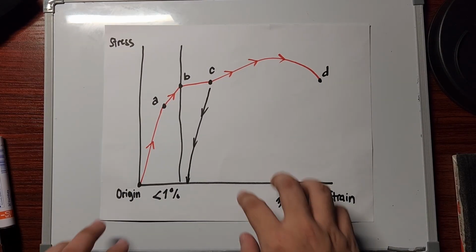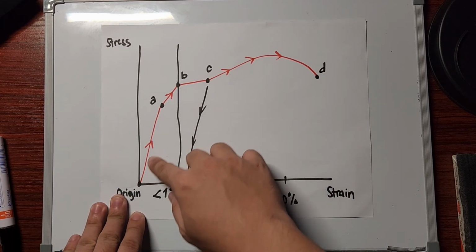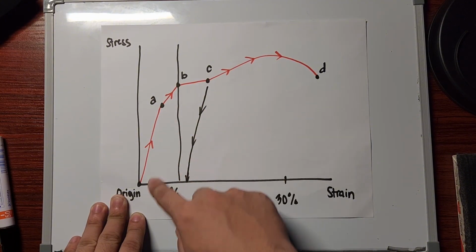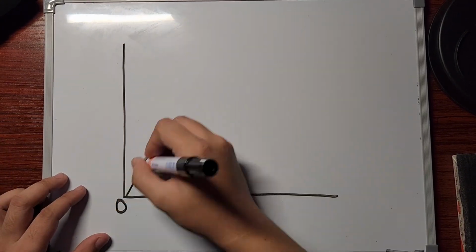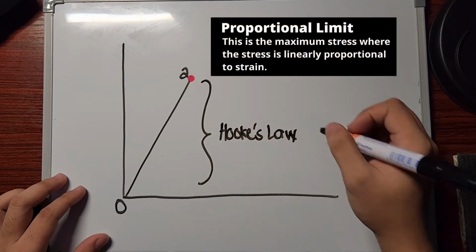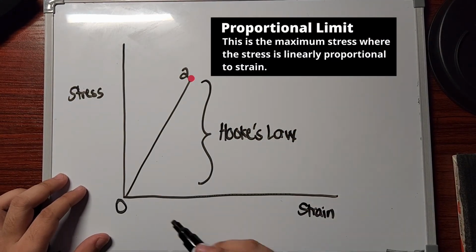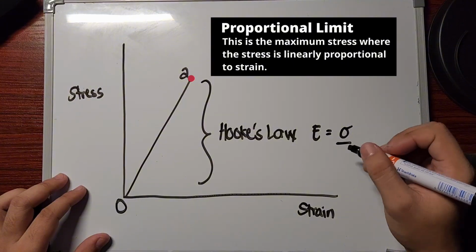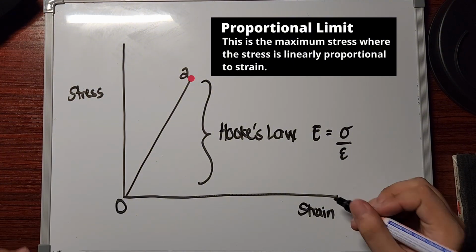This law applies to the first part of the stress-strain curve, from point O to point A. In this case, the stress the material experiences is proportional to the strain. Point A is referred to as the proportional limit. This is a unit of stress that marks the limit where Hooke's law is observed when a material is subjected to stress.